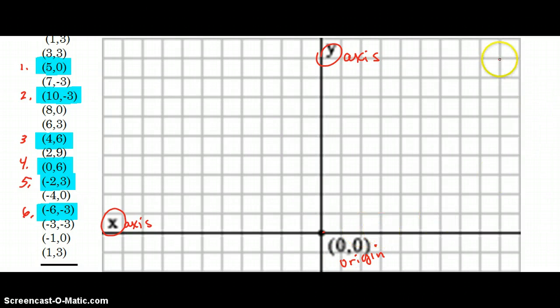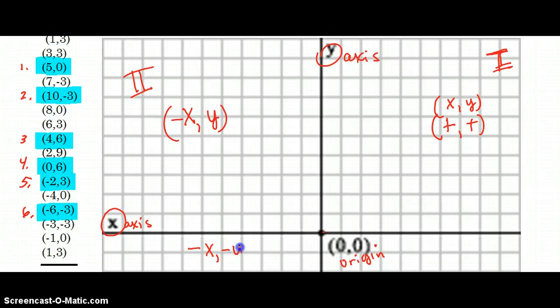On the XY coordinate plane, most of our problems up to this point have been in quadrant 1, where everything is positive. Your x is positive and your y is positive. Your x and y are both positive in quadrant 1. If your x is negative, you always do your x first, ladies first. A negative x and a positive y would land in quadrant 2, and then a negative x and a negative y would land in quadrant 3, and a positive x with a negative y lands in quadrant 4.